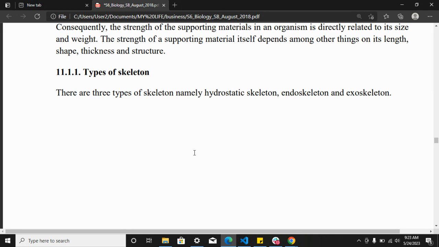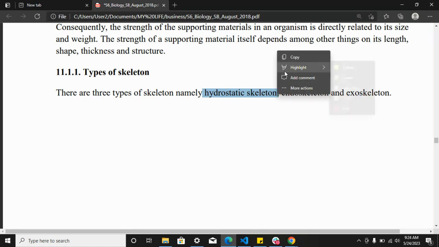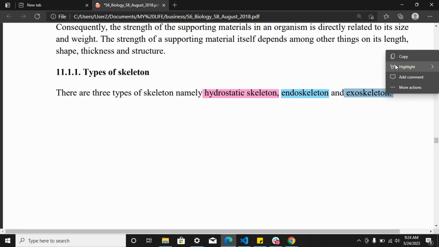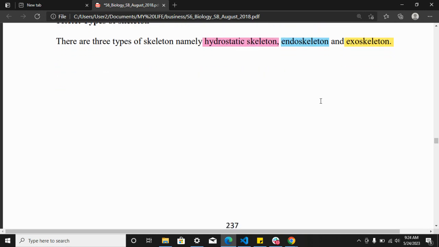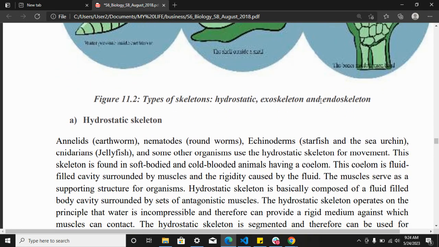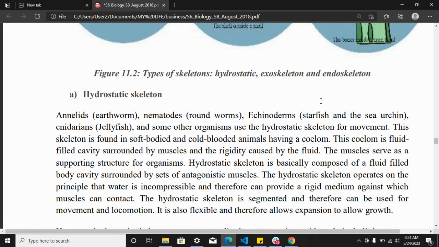So what are the types of skeleton? Vango ibintu tubona muri living organisms, actually kuri animals, we are dealing with animals muri animal kingdom. The supporting material tubona muri animal kingdom zigabanyijemo ibice bingahe? So simply the types of skeleton are hydrostatic skeleton, that's the first. Hakabaho endoskeleton, that's the second. Hakabaho even the exoskeleton, that's the third. Nuvuga ngo the types of skeleton ni hydrostatic skeleton, endoskeleton and exoskeleton. So what is a hydrostatic skeleton, what is endoskeleton, what is exoskeleton?